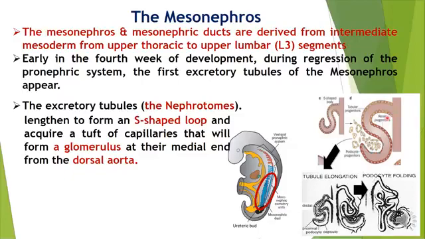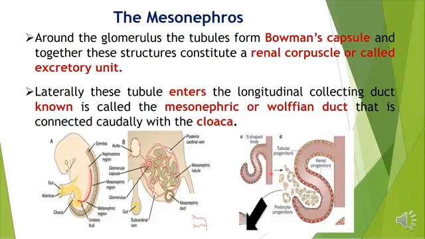The excretory tubules or nephrotomes lengthen to form a C-shaped loop. You can see this is the C-shaped loop, and they acquire a tuft of capillaries that will form a glomerulus, at their middle end from the dorsal aorta. You can see this is the tuft of the capillaries. The tubules form Bowman's capsules, and Bowman's capsule with a glomerulus is now called the renal corpuscle, or the excretory unit.